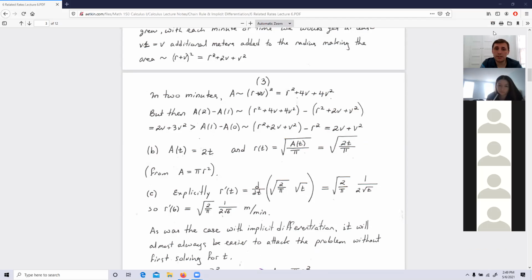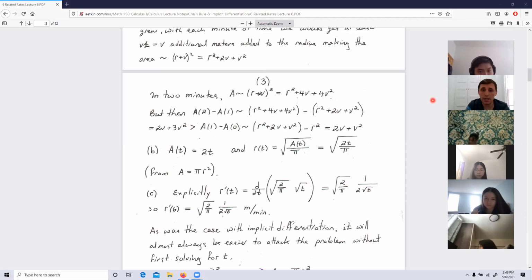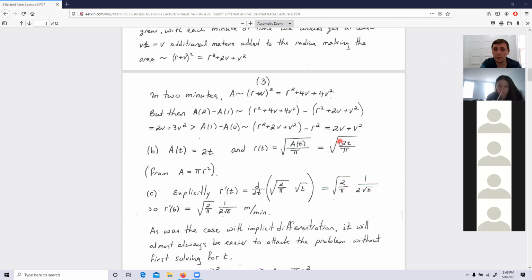And what is the radius? The radius is, so the r of t squared times pi equals this number. So the radius of t is the square root of 2t over pi. So the radius is equal to the square root of 2t divided by pi. You understand how I solved it, correct? You see how I obtained the formula for the radius, correct?